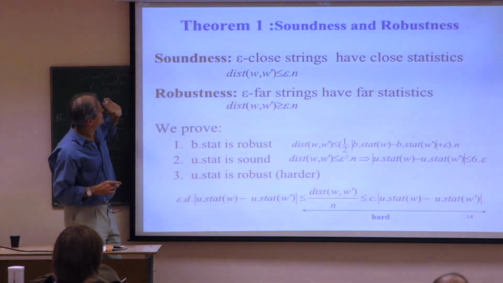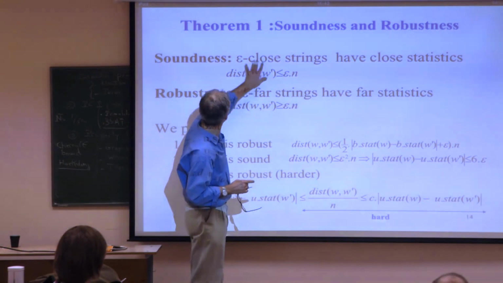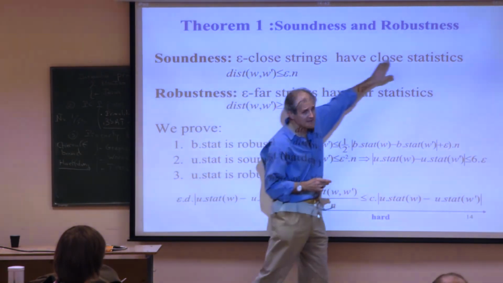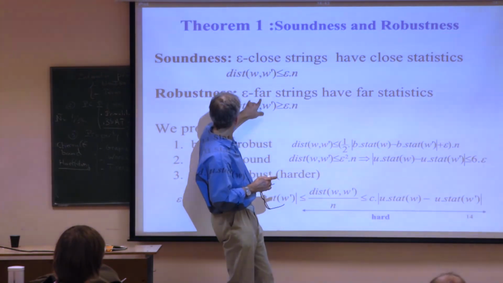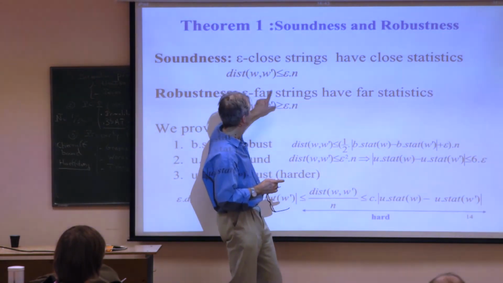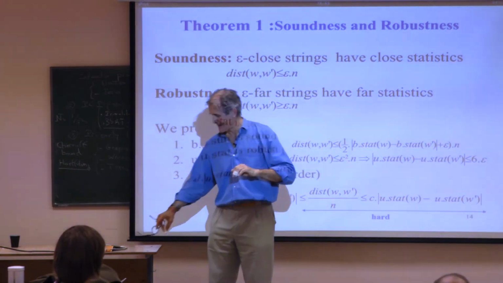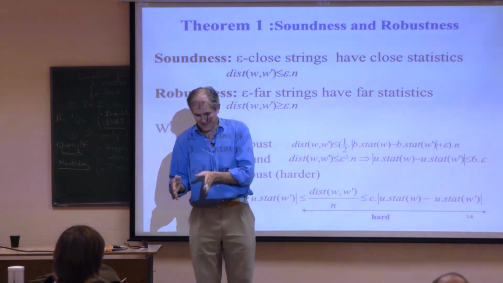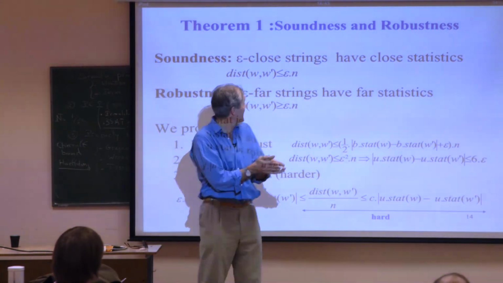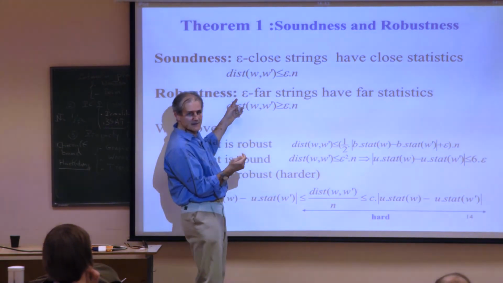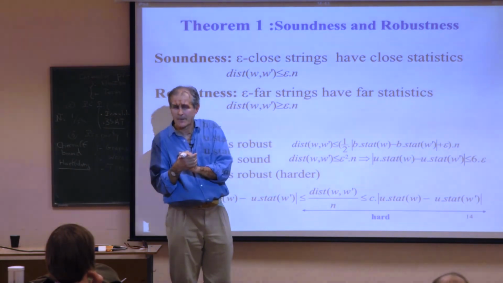So essentially, we have two things to show: strings that are close have close statistics, and strings that are far have far statistics. In other words, you want to show that if you're close, you have close statistics. If the statistics are close, the words are close. Another way to say it is the contrapositive: if you are far, the statistics are far.